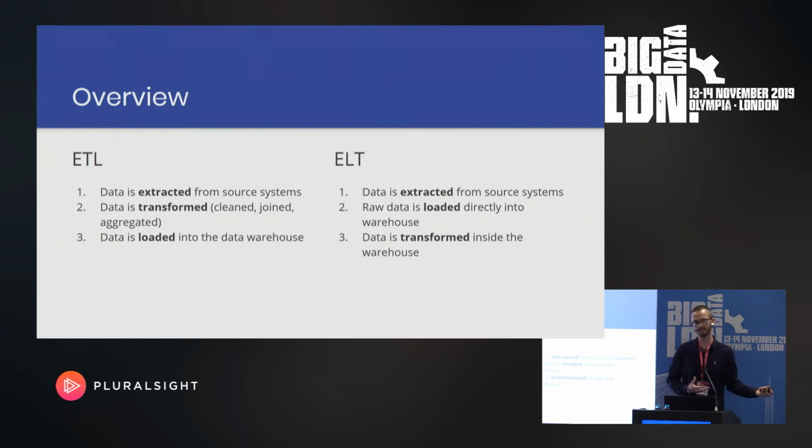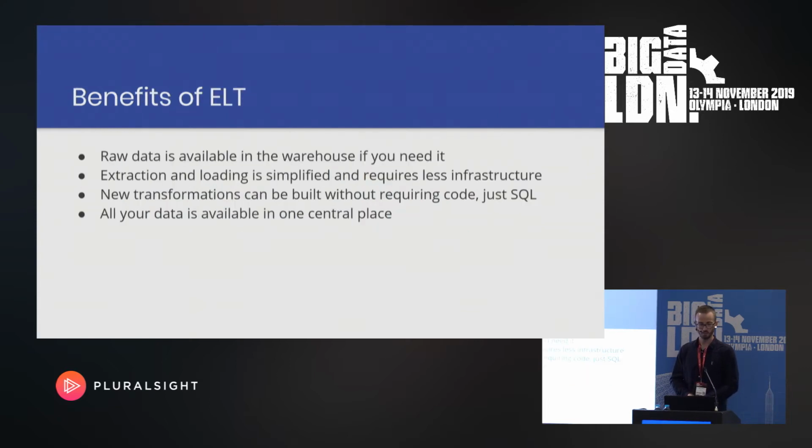Rather than transforming that data on its way into the warehouse, we're just dumping raw data into the warehouse directly, and then transforming it once it's in there. This requires slightly different tooling and a slightly different approach, but it has a few benefits. So first off, your raw data is now in your data warehouse if you need it. This can be extremely beneficial. If you miss something in your transformation step, you can go back. You can still look at the raw data if you want to.